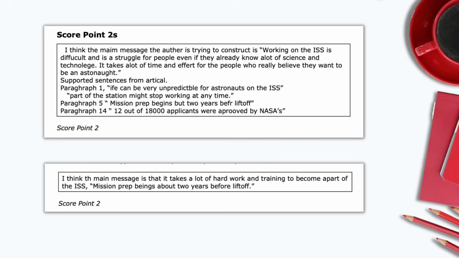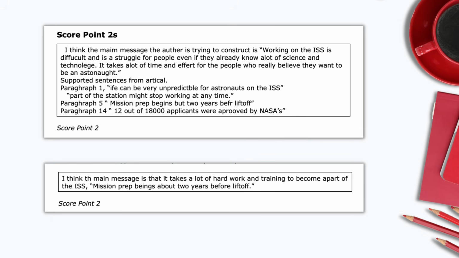Supported sentences from article. Paragraph 1, life can be very unpredictable for astronauts on the ISS. Part of the station might stop working at any time. Paragraph 5, mission prep begins 2 years before liftoff. Paragraph 14, 12 out of 18,000 applicants were approved by NASA. So here, this student is including both pieces that are being looked for.